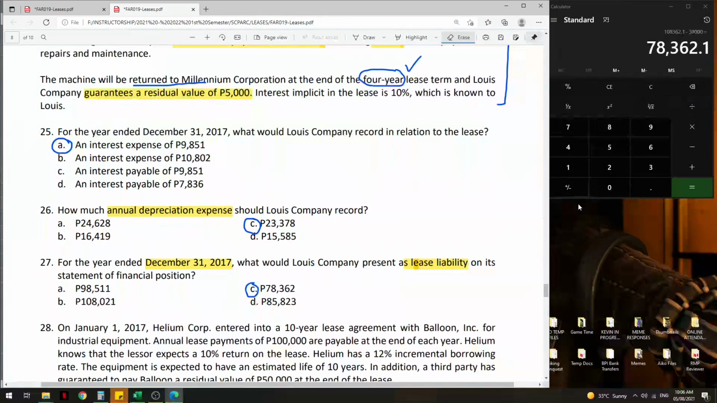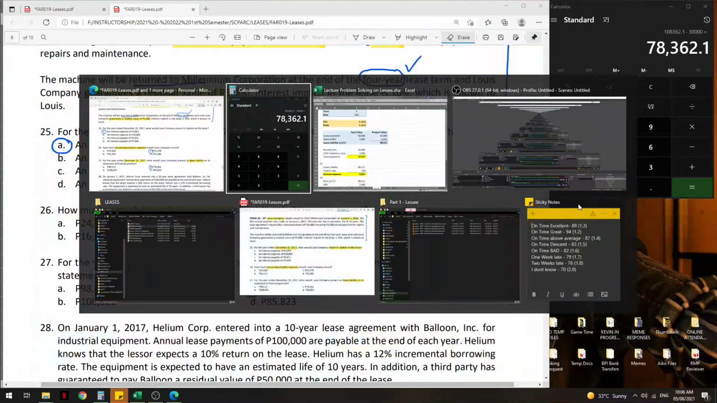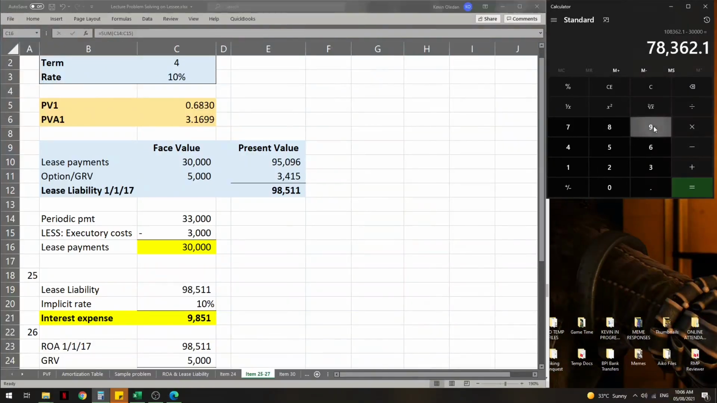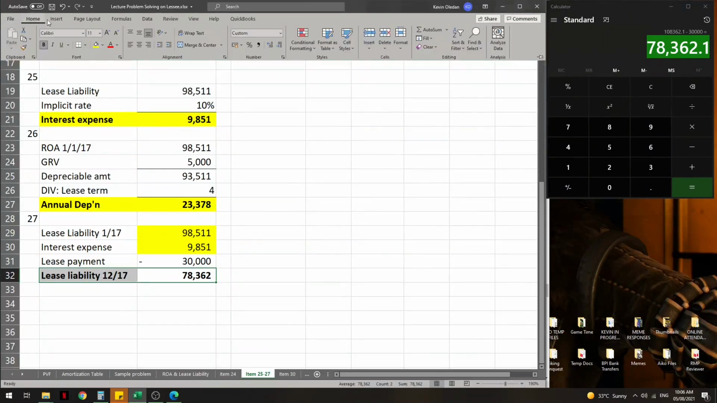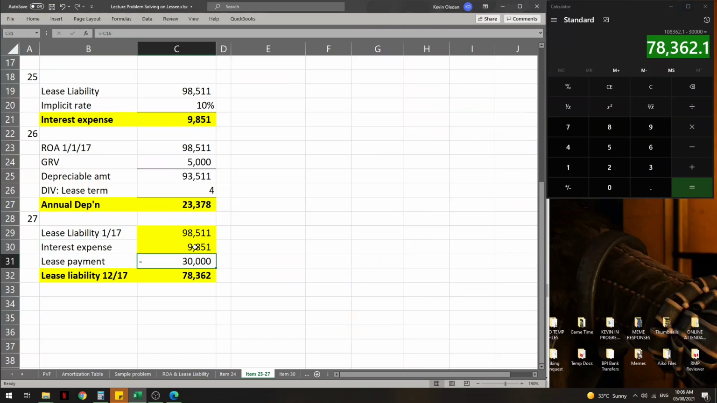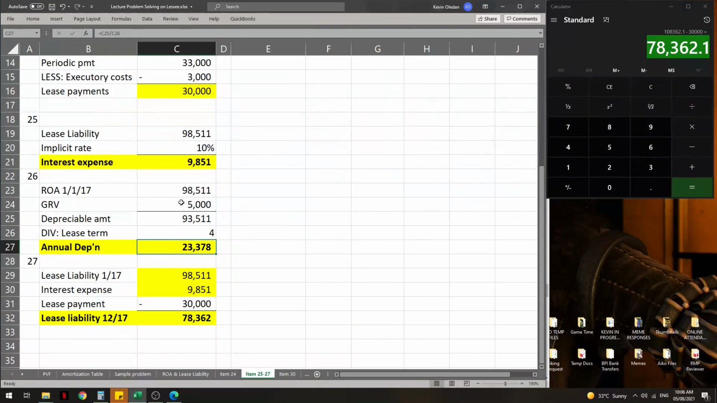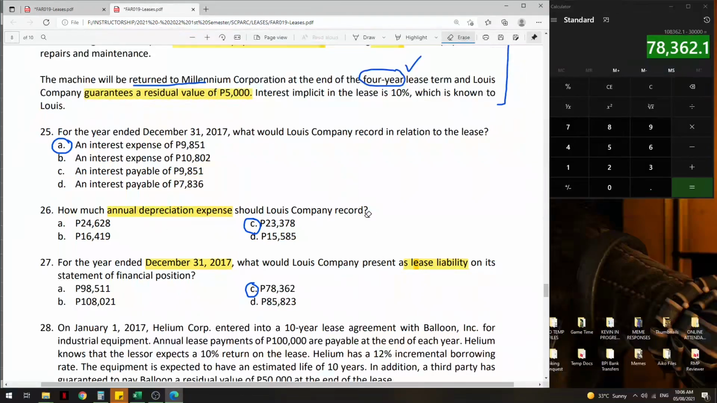Let me do that one more time so that you are convinced that it is really that easy. 98,511 times 1 plus the effective rate, 1.1, minus 30,000. I immediately get the present value for the next year, or for the end of the year. So these are your answers for number 27, number 26, and number 25. Let us proceed to the next one.